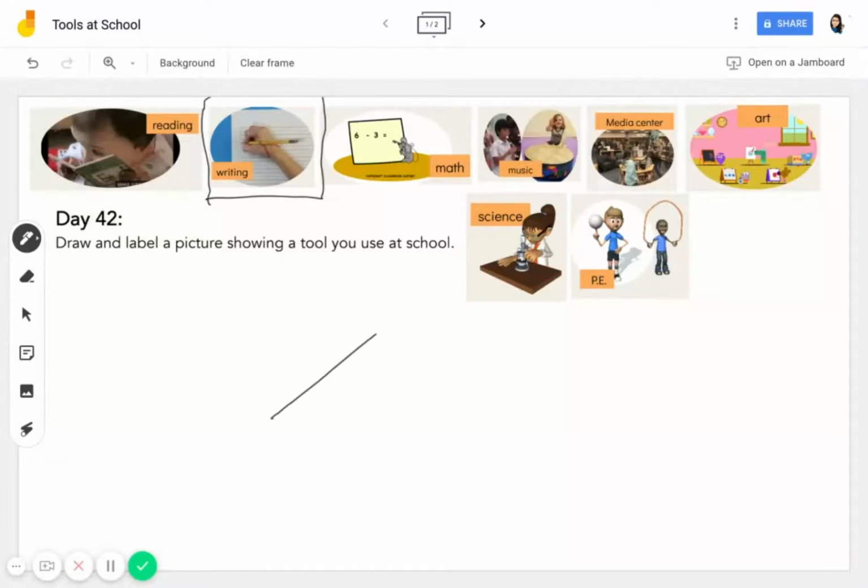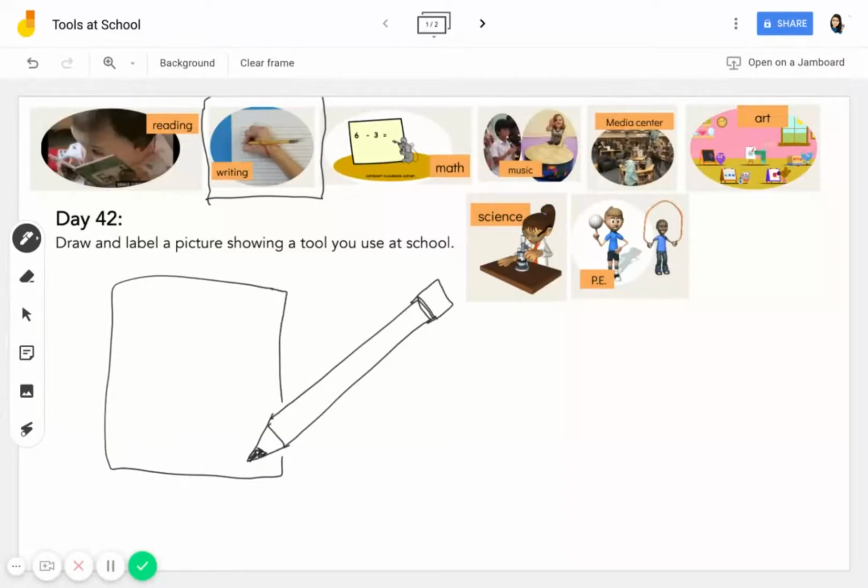A pencil is long and it has a pointy side. And it also has an eraser at the end. That's a pencil. And paper is usually a rectangle. And usually the paper that I use has lines in it so that it can help me write my words.